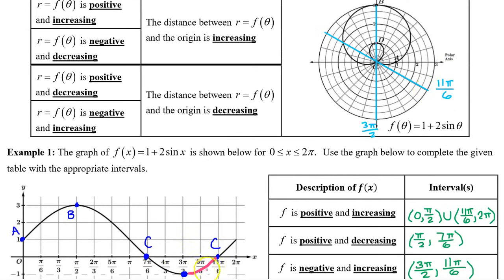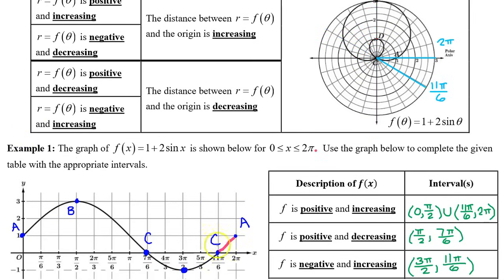Since we have negative r values, we are talking about the part of the graph in the opposite direction. So we are going from D to C like this. And again, notice that the distance between r and the pole is decreasing. Let's look at this last interval from 11 pi over 6 to 2 pi, which will take us from C back to A on the polar graph.